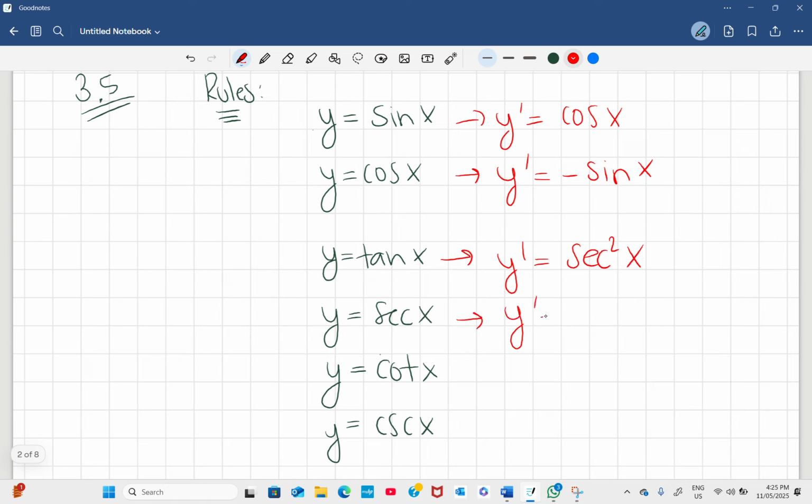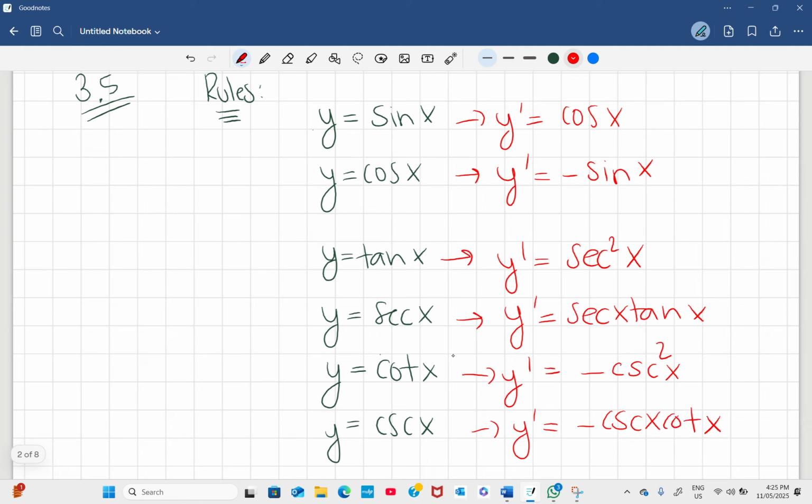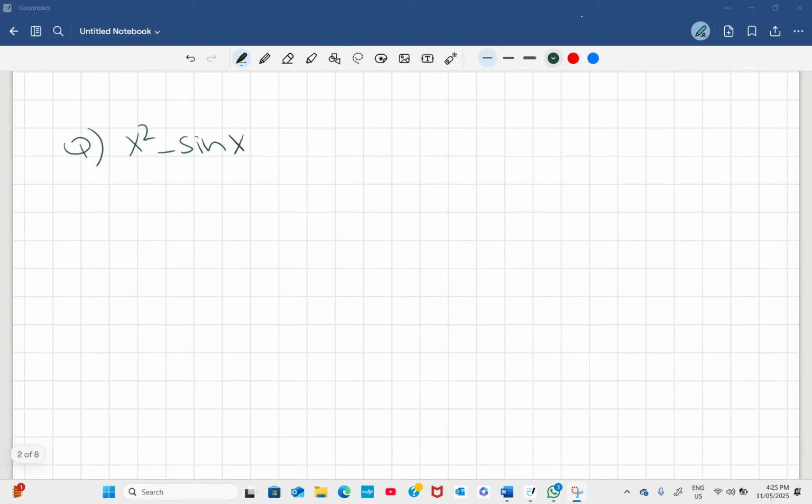When I have secant, my y prime is secant x tangent x. For cotangent, it is negative cosecant x squared. And for cosecant, it is negative cosecant x cotangent x. So we need to memorize these rules. Okay, let's start with our first question.